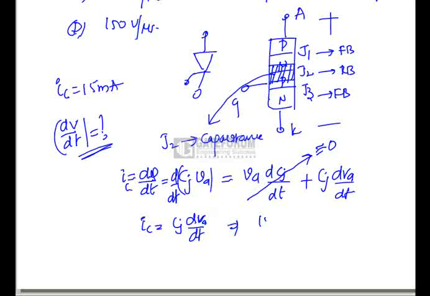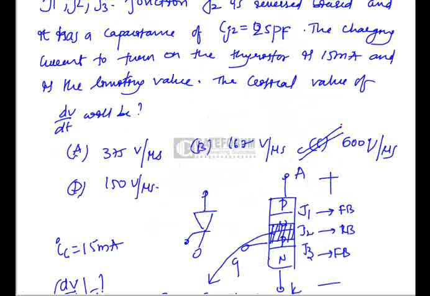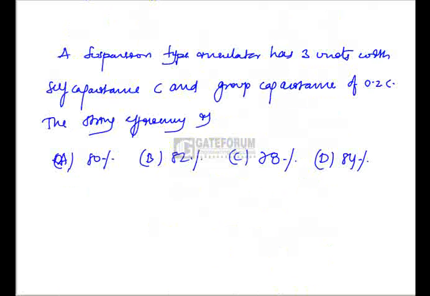Okay, now charging current he has given as 15 milliamperes, by junction capacitance he has given as 25 picofarad, which is equal to dV by dt. Okay, now this is equal to 600 volts per microsecond. That is option C. Now in this he has given a suspension insulator having 3 units.